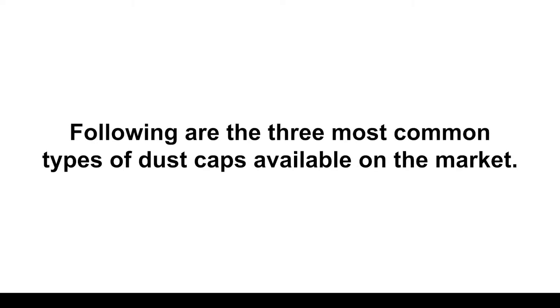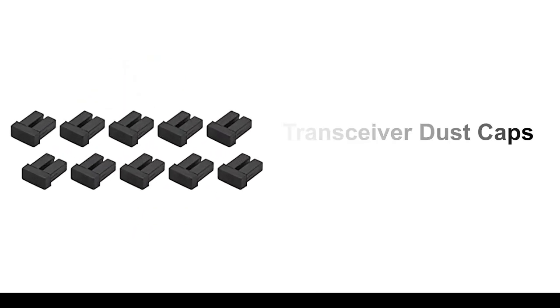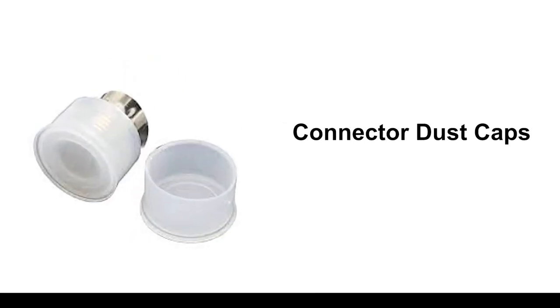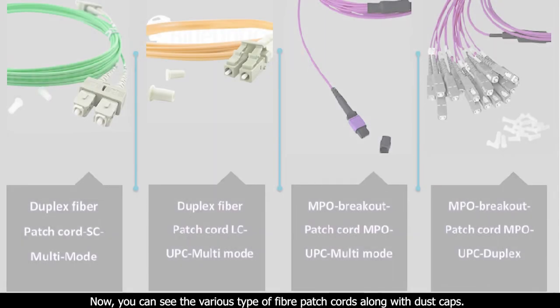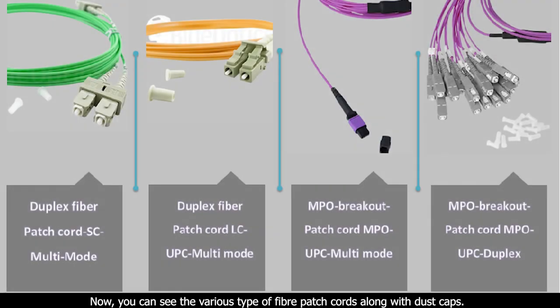Following are the three most common types of dust caps available on the market. Adapter dust caps, transceiver dust caps, connector dust caps. Now, you can see the various types of fiber patch cords along with dust caps. It should be noticed that different types of connectors are provided with different types of caps.